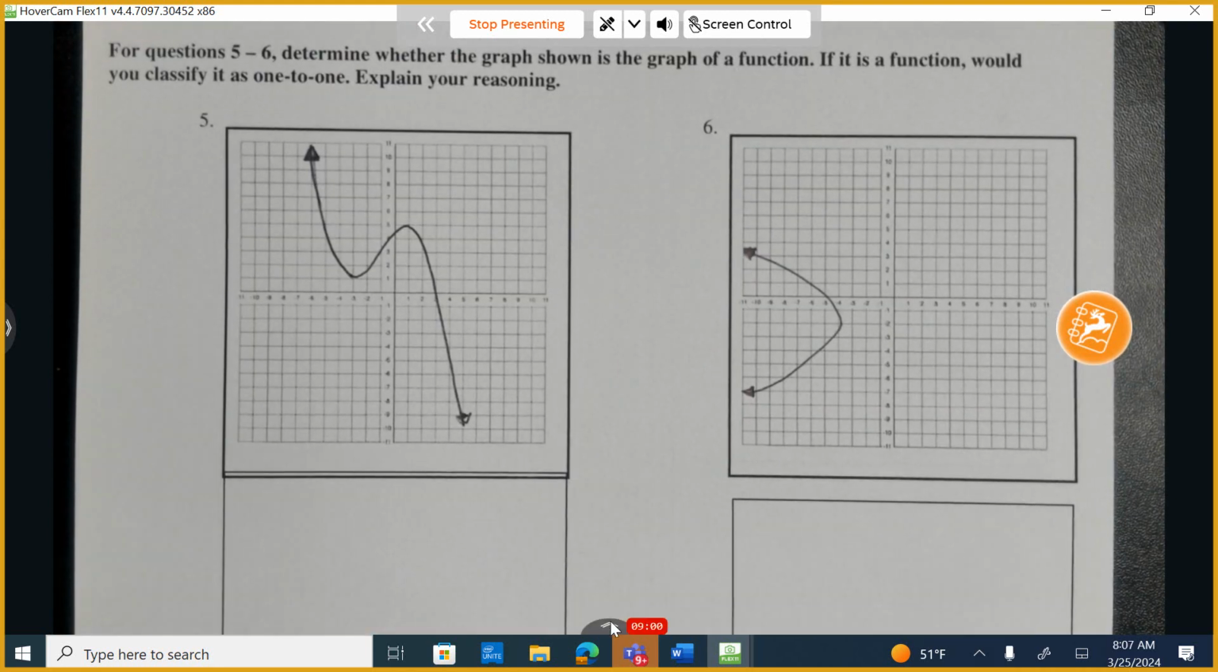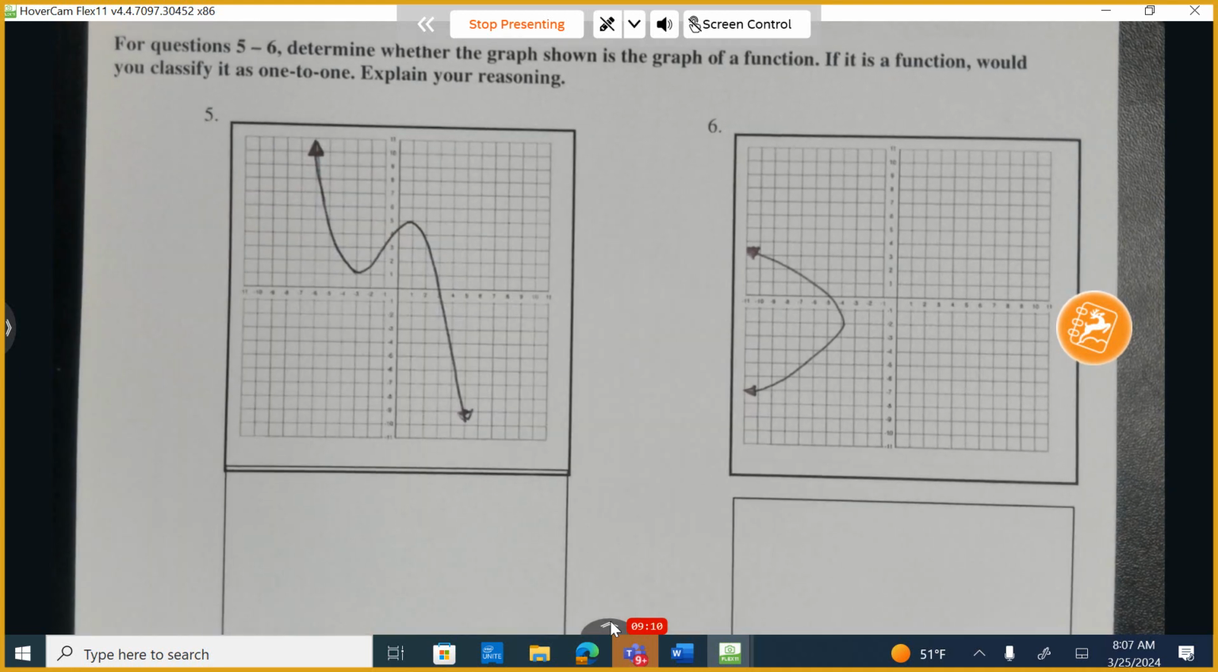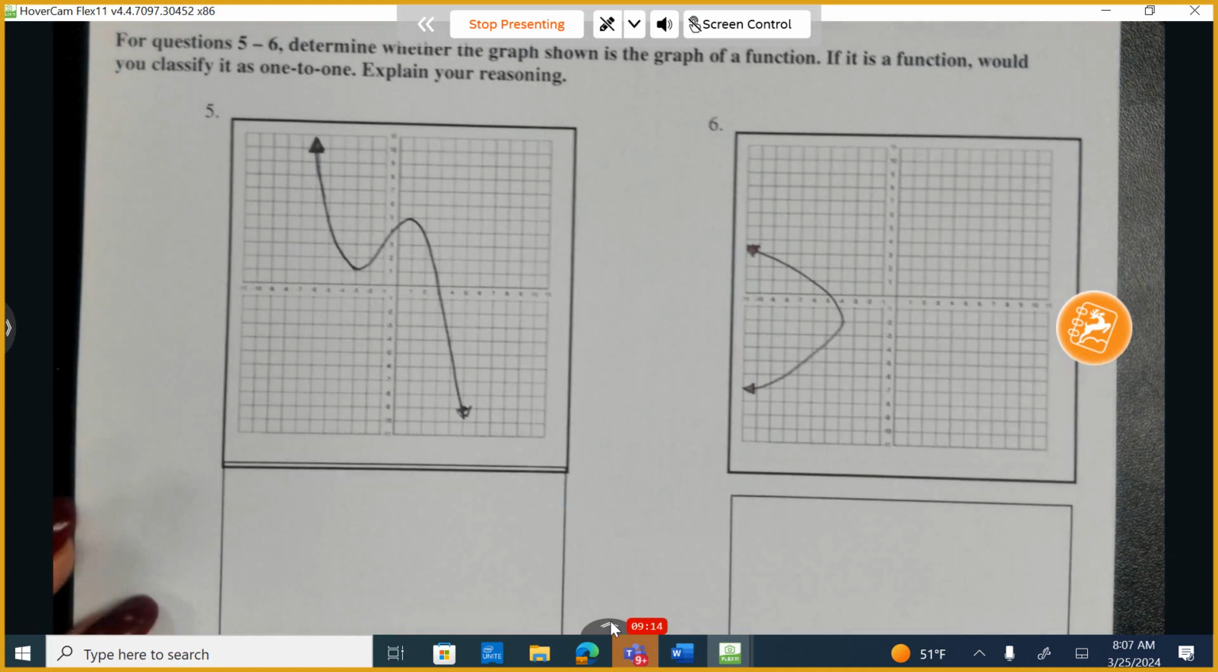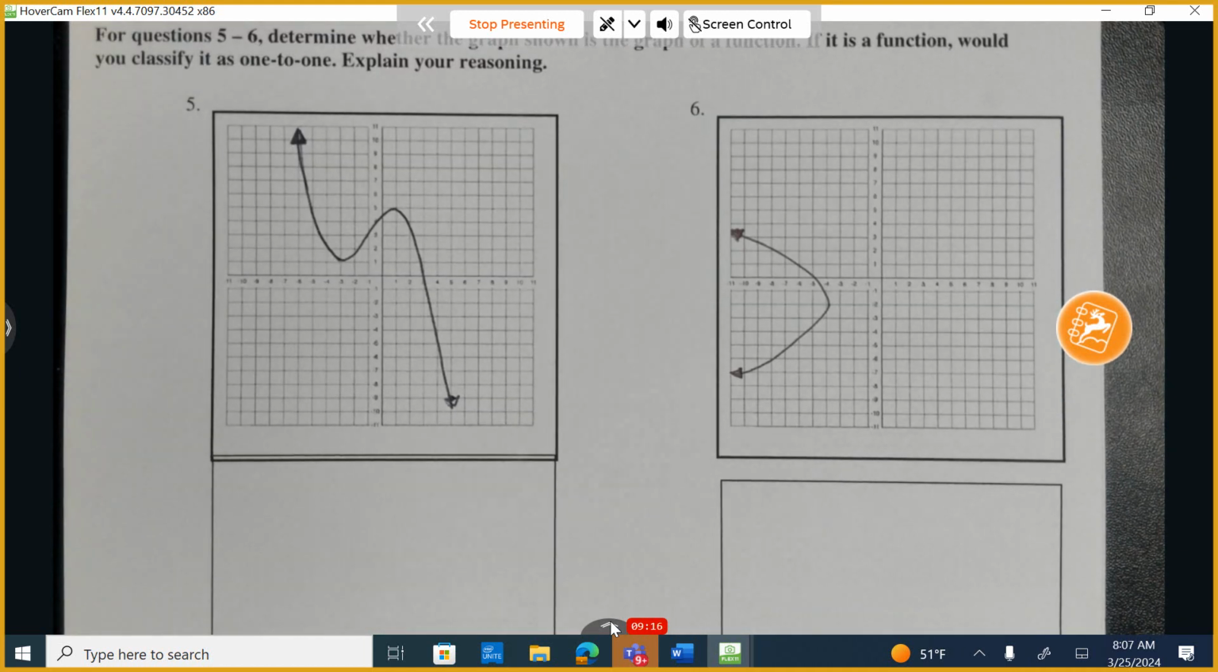For these 2 examples, determine whether the graph shown is a graph of a function. Now, if it is a function, classify if it is 1-to-1. So is this a function? How do you know? And if it is a function, is it also 1-to-1? I'm going to press pause. Please turn to those around you. If you're by yourself, if you're most comfortable, you can put it into words on paper.